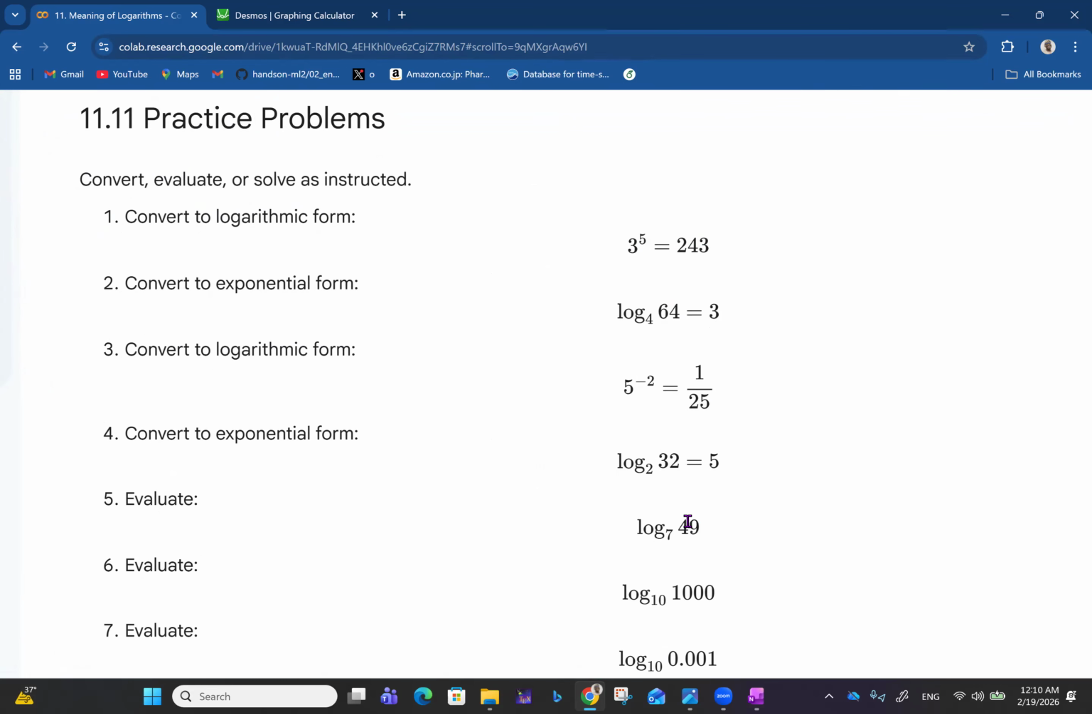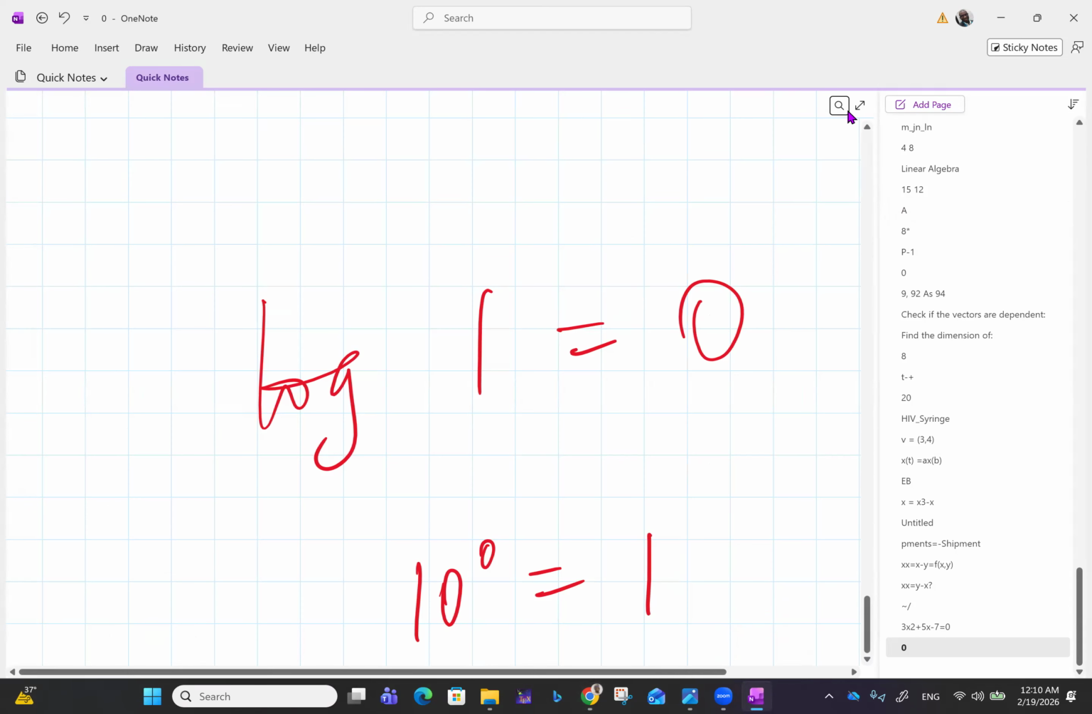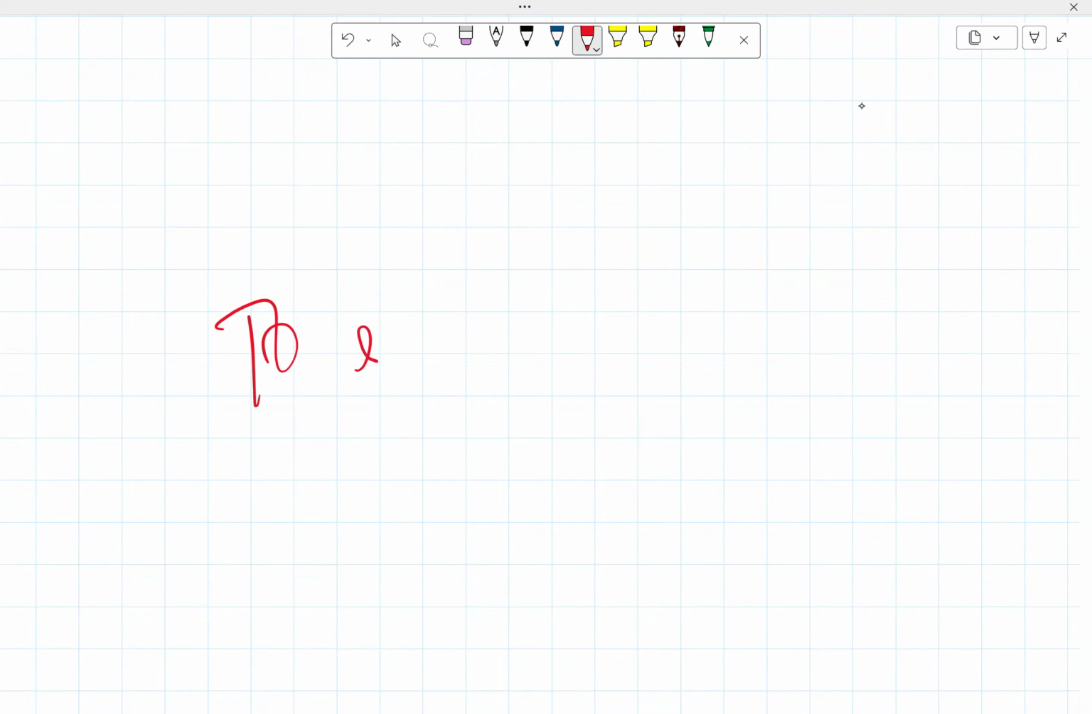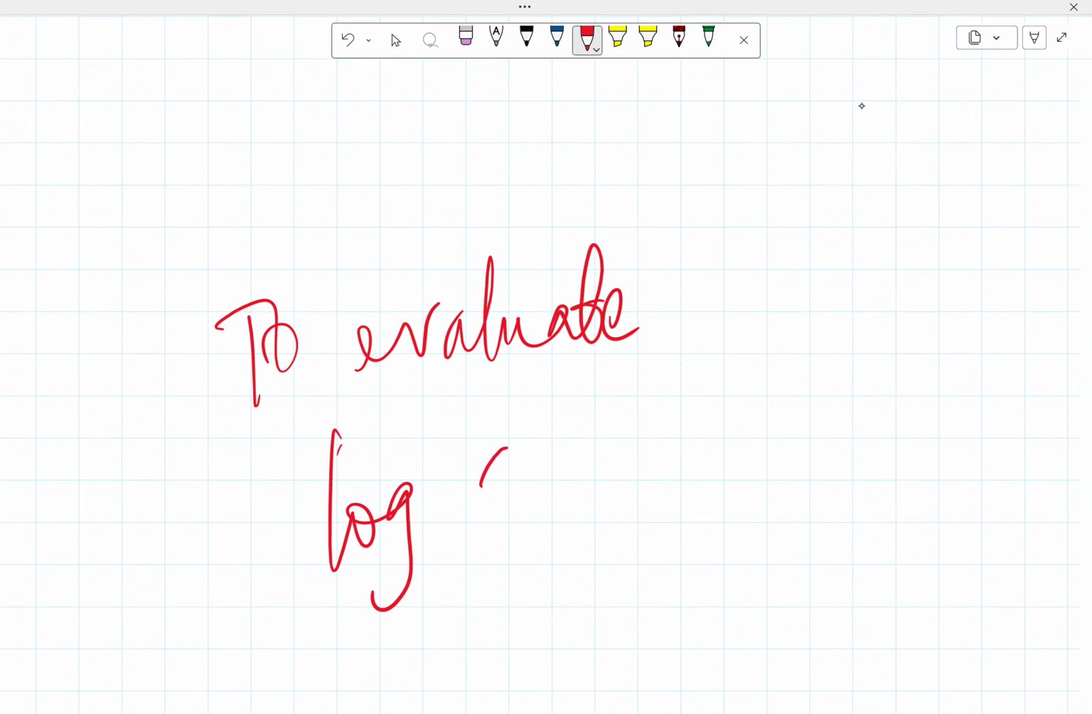Evaluate. So evaluate this now. Well, we've not done the laws of logarithm, right? So if I want to evaluate this now, this is what I can do. Since we have not done the laws, if we had done the laws, there's a way we can do it. But to evaluate, I'll just say log 49 to base 7. To evaluate log 49 to base 7.